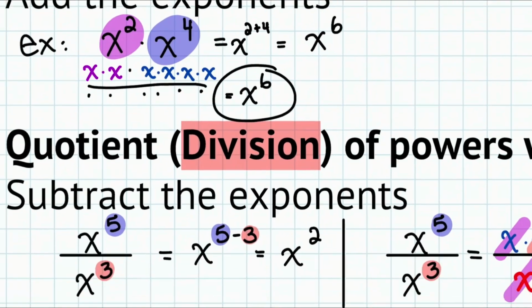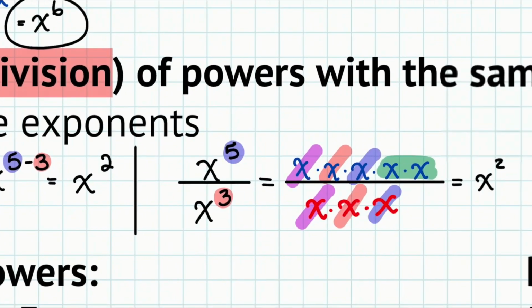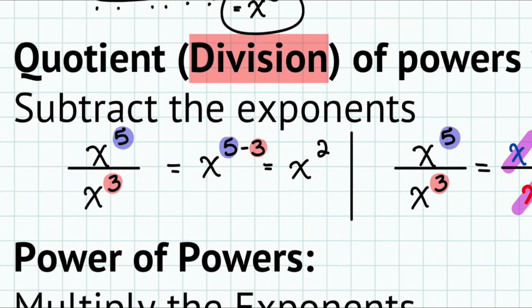When it comes to quotients, we're going to go ahead and subtract. We're going to do the exact opposite. So we have 5 x's up top, 3 on the bottom. 3 of the x's are going to cancel out like we see over here. 5 written up top, 3 on bottom, 3 cancel, leaving you with 2 up top. The shortcut, subtraction. 5 minus 3 leaves you with 2, and there you go.